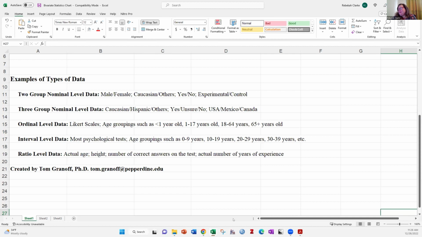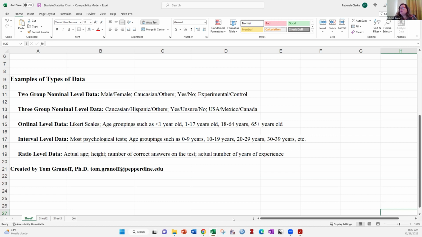Three groups of nominal. With nominal, you just say this is a category. You really can't do math on it, and all you can really say is how many and what percentage of the sample it is. So examples of a three-group nominal: Caucasian, Hispanic, others; yes, unsure, no; USA, Mexico, Canada. You have separate groups. People can only be in one group. The reason I'm separating those is you use different kinds of statistics, whether you have two groups or three.